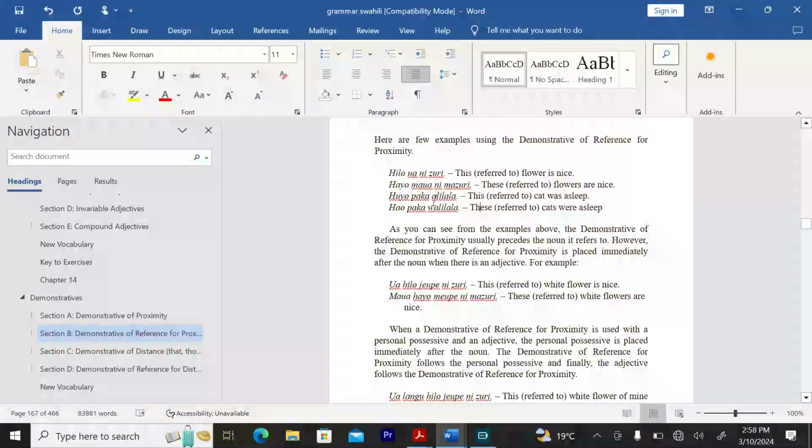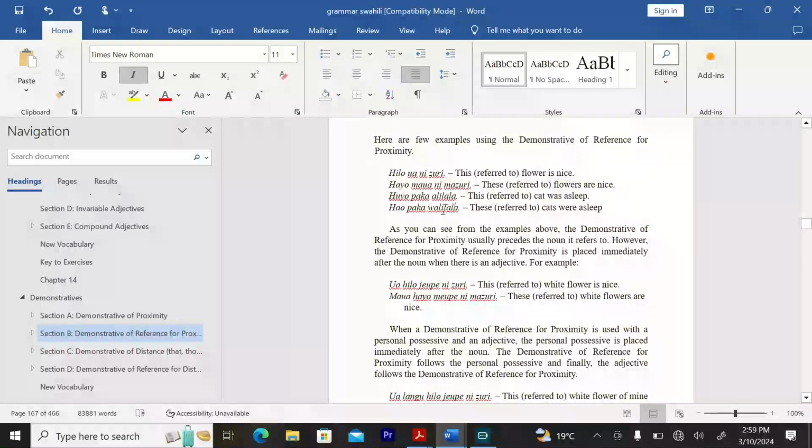Then we have huyo paka alilala. Huyo paka alilala, which means this cat slept, or was asleep, all right? And the cat has been referenced.